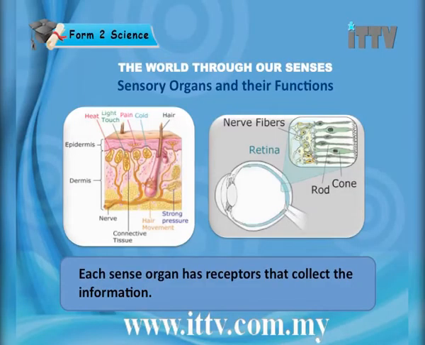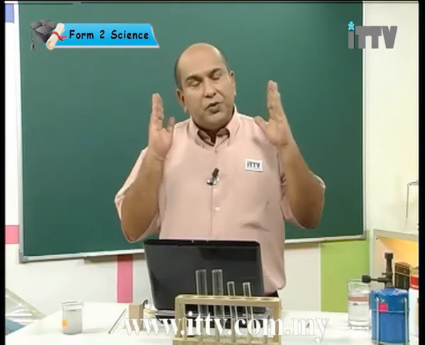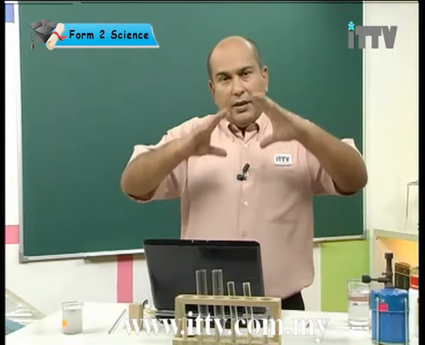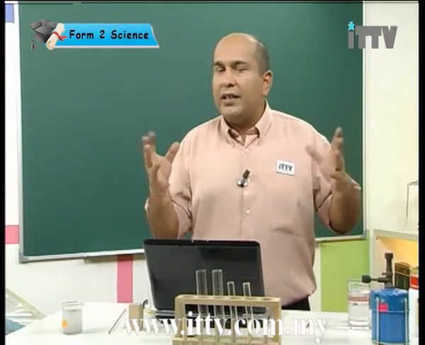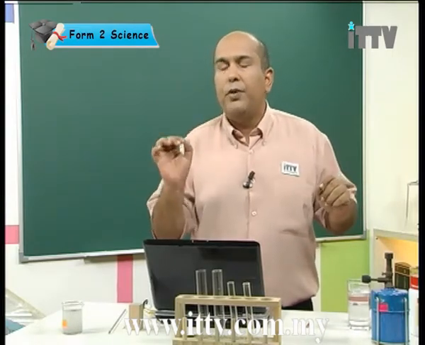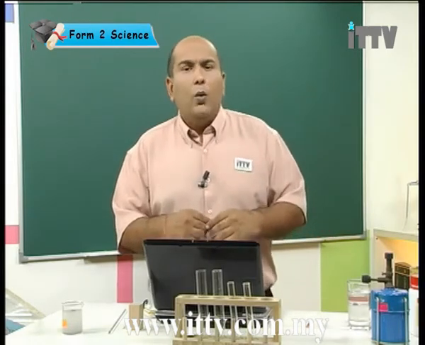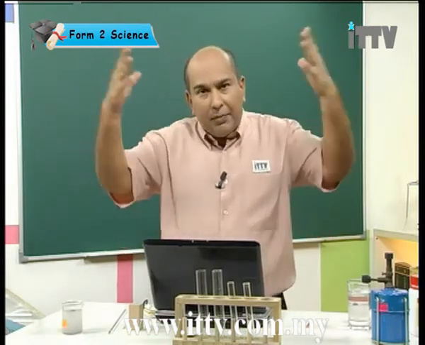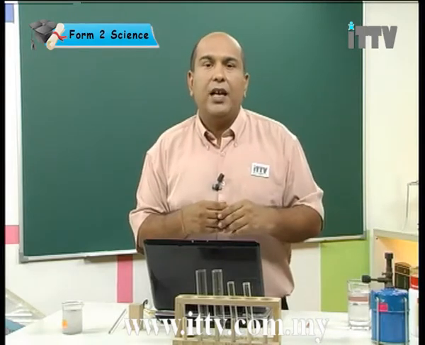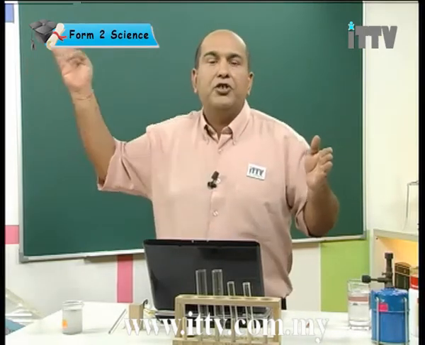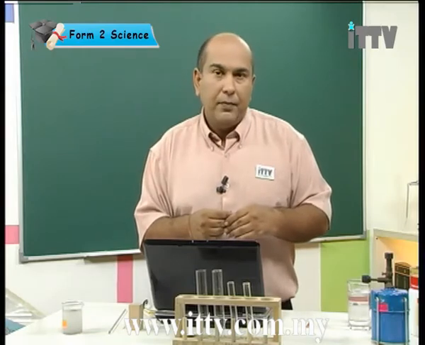Each sense organ has receptors that collect the information. Now, these receptors are special cells. They've changed their shape and size so that they can do their job very, very well. What is this job? Well, the job is to pick up this information coming in from the outside and send this information along to the brain.